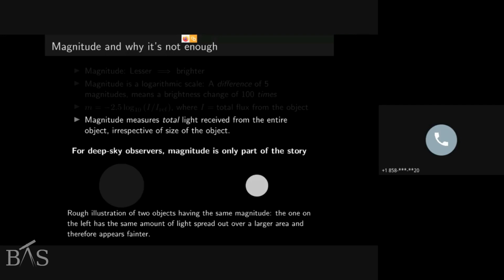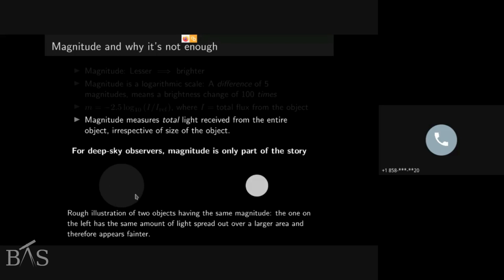The problem of using magnitude for deep sky objects is that it measures the total light received from the entire object, irrespective of the size of the object. Okay, so for deep sky observers, magnitude is only part of the story. And this is an illustration of why magnitude is not a very good measurement of brightness in deep sky. So you could have two objects that are the same magnitude because they give the same total amount of light. But in one case, on the left, the light is spread out over a larger area. On the right, the light is spread over a smaller area. So obviously the same light spread over a smaller area looks brighter, whereas the same light spread over a larger area looks fainter.